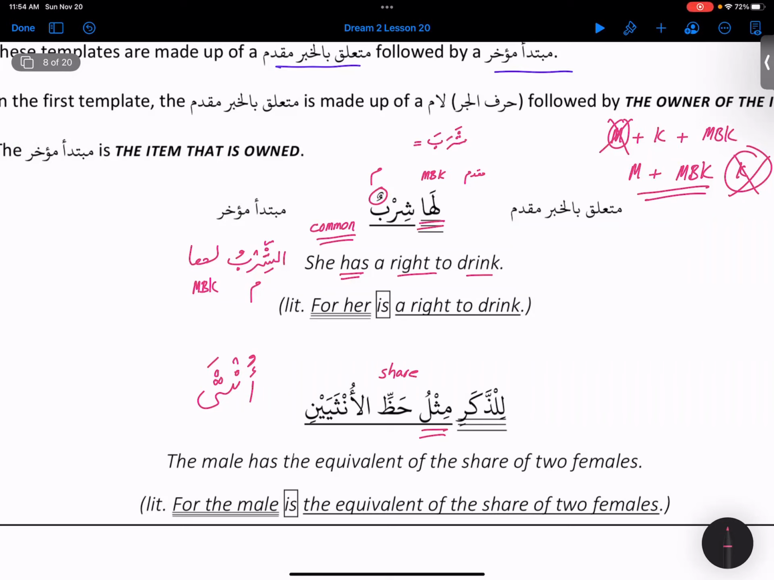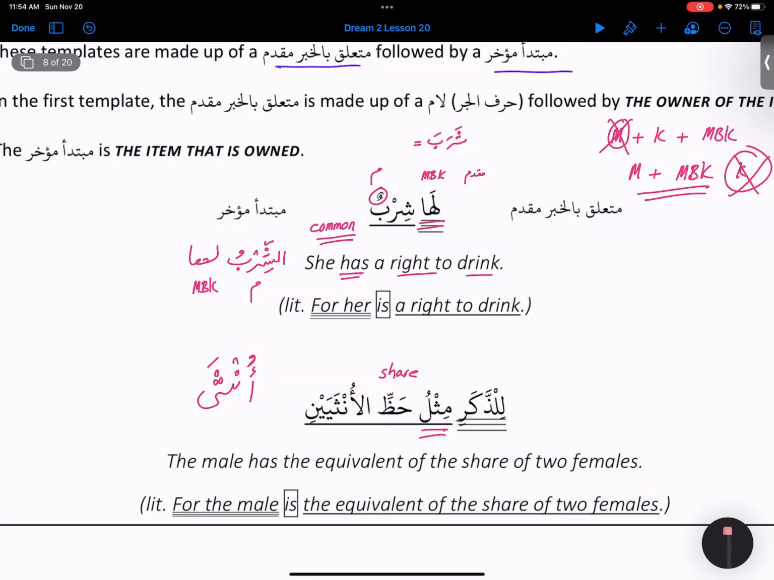For the dual, we just add ani, aini. It doesn't matter if it is male or female. Why are they saying two females? Then we should go with the female one. Two females. So that means two females. Unsayaini means two females. So that is because of that. Okay. So let's do the analytical part first and then the translation will make more sense to you guys.